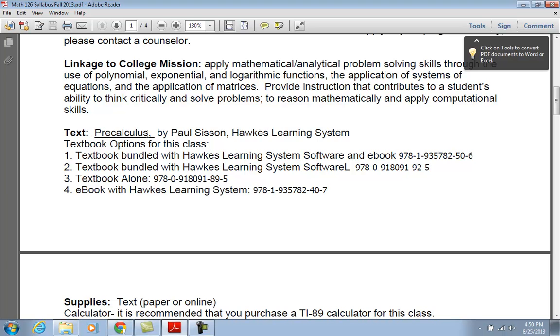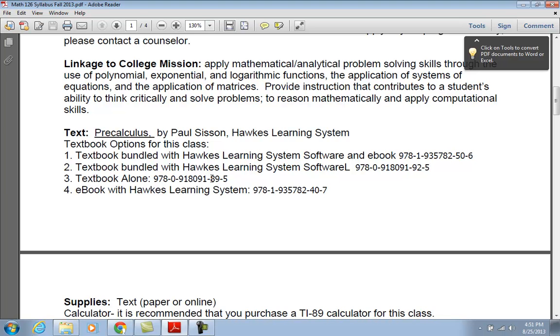So the book we're going to use is Pre-Calculus by Paul Sison, the Hawkes Learning System. You have some options though for the class. You can get the book bundled with the Hawkes Learning System software and the ebook. There's the ISBN. Now that's if you want to do your homework online. You can get the text bundled with just the software, not with the ebook. You can get this from the bookstore. First one you can get from the Hawkes website.